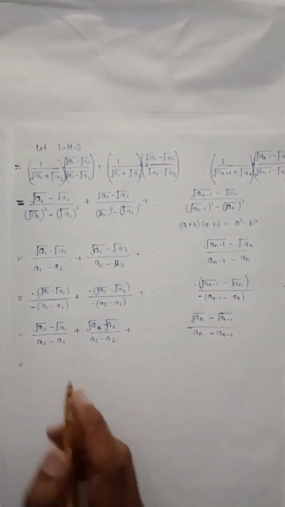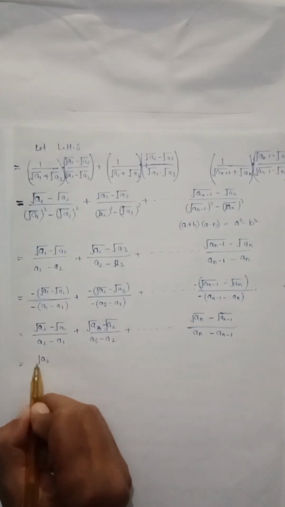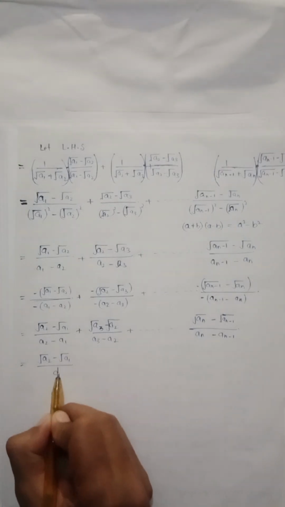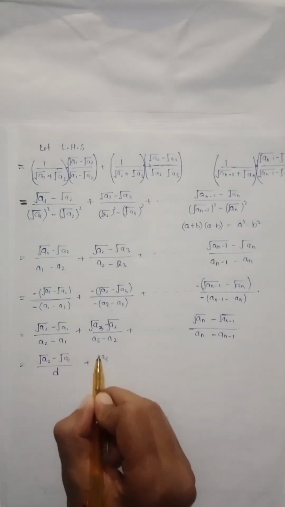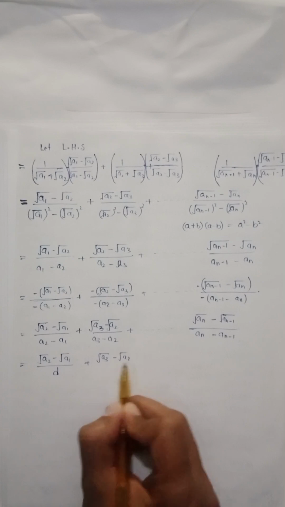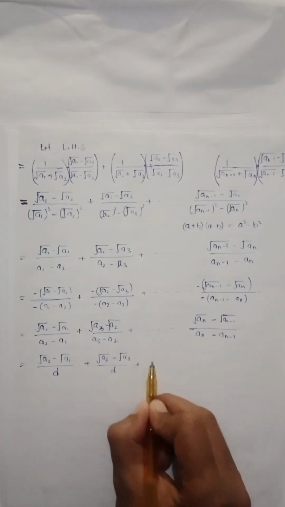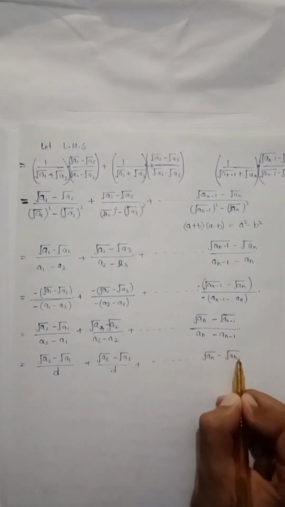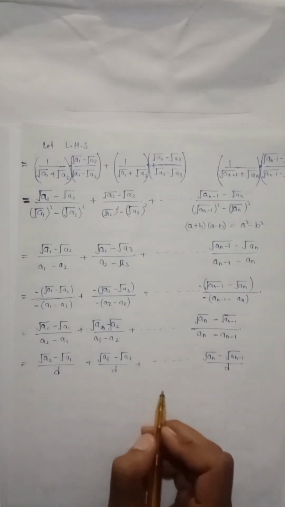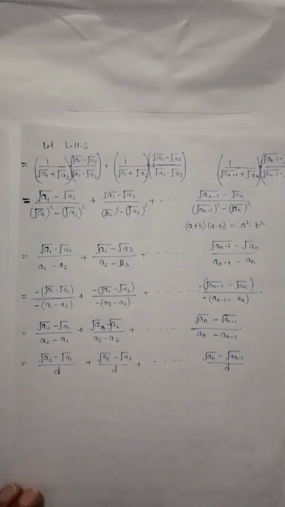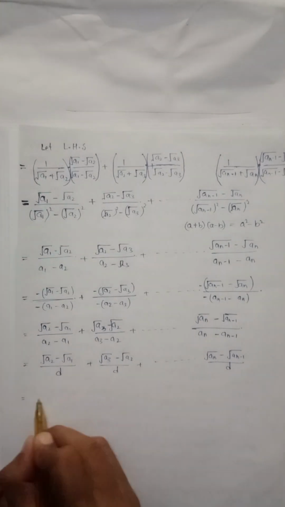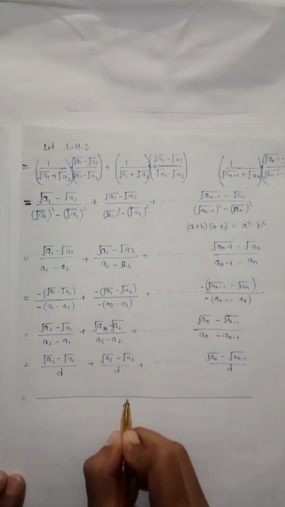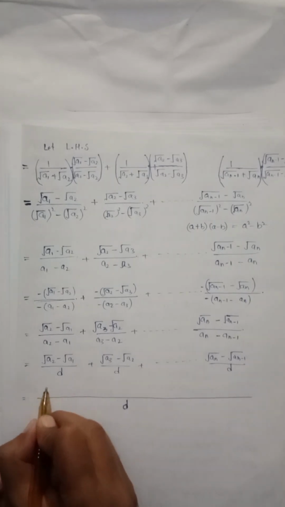Up to root an minus root a(n-1). Here root a2 will cancel with minus root a2, root a3 with minus root a3, root a4 with minus root a4, and so on, and we have only root an minus root a1 left. So we can rearrange this as root an minus root a1 over d.